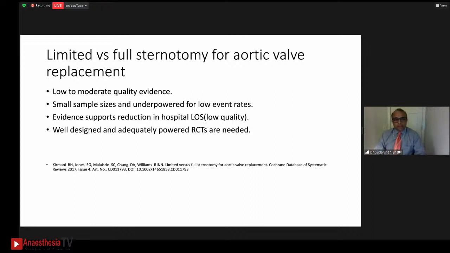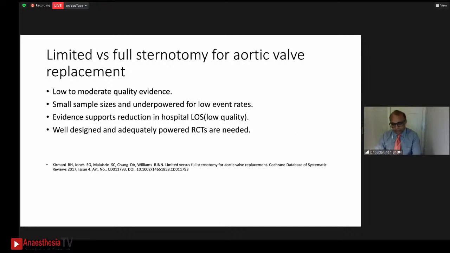But the Cochrane database on minimally invasive aortic valve replacement, this is their conclusion. The quality of evidence is low to moderate. The sample sizes were small and underpowered for events that had a low incidence. There is some evidence to support a reduction in the hospital length of stay. And as usual, they said we need better designed RCTs and studies that are more adequately powered.